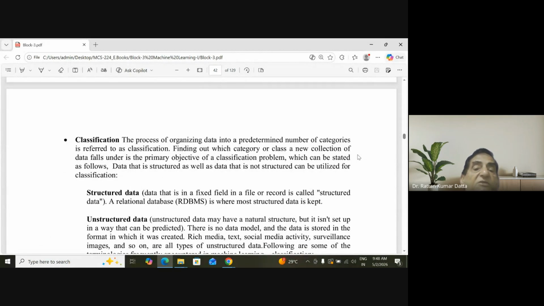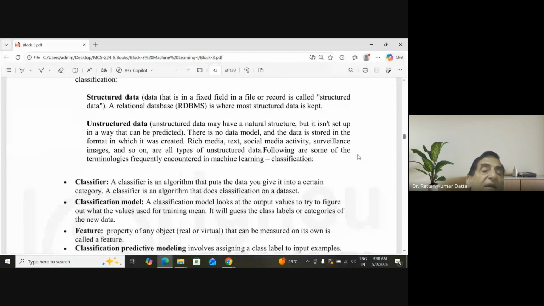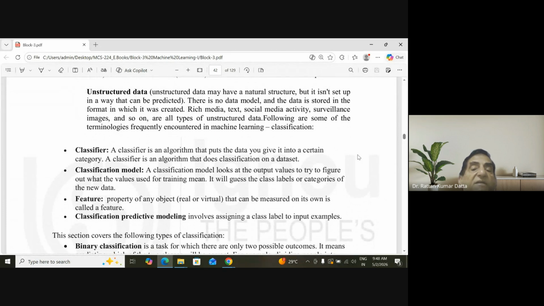Classification, the process of organizing data into a predetermined number of categories, is referred to as classification. Structured data, unstructured data, it is RDBMS, and classifier. A classifier is an algorithm that puts the data you give it into a certain category. A classifier is an algorithm that does classification on a data set. So these are the types of things.